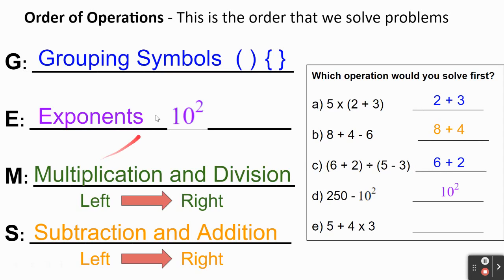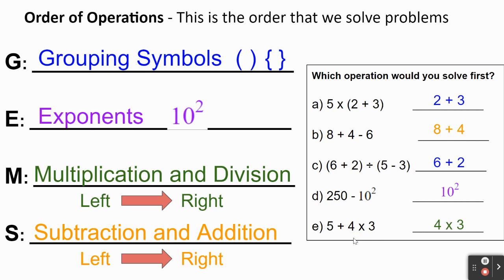First, we're going to see if there are any grouping symbols. In problem E, we can see there are no grouping symbols. So let's move on to E, which stands for exponents. We can see there are no exponents in problem E. So we can now move on to M, which stands for multiplication and division. So we're going to look at problem E to see if there's any multiplication or division, and we can see there is multiplication here, 4 times 3. So that's the part of the problem that we would solve first.